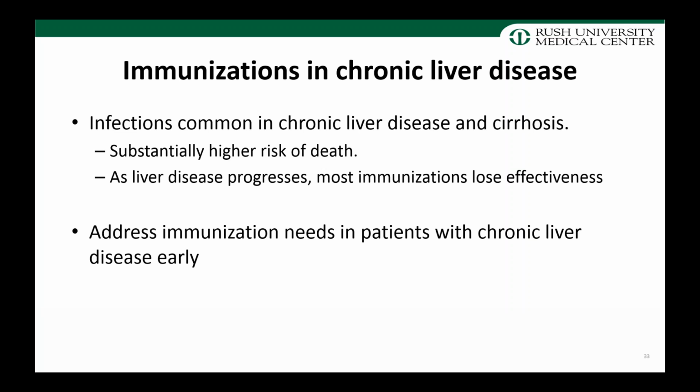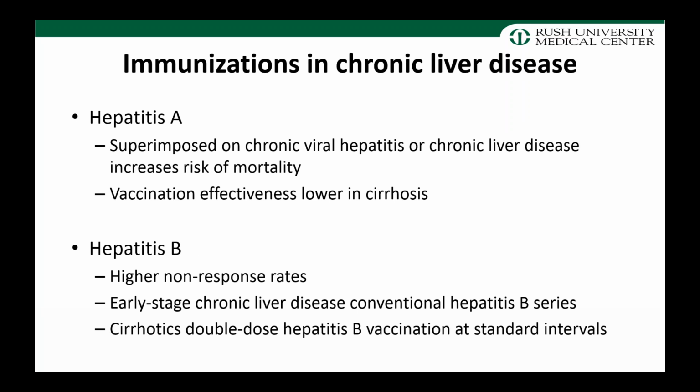I'd like to touch on the idea of immunization in chronic liver disease. Infections with hepatitis A and hepatitis B do occur in patients with other chronic liver disease and cirrhosis, and there's a substantially higher risk of death in this patient population if they are exposed to these viruses. There's also the idea that as liver disease progresses, immunizations will lose their effectiveness, so we should try to address immunity needs in our patients with chronic liver disease early. Again, this will help prevent the increased risk of mortality with superimposed hepatitis A or hepatitis B infection on top of a chronic liver disease process.